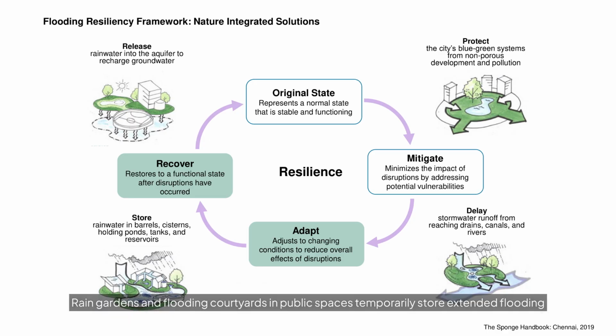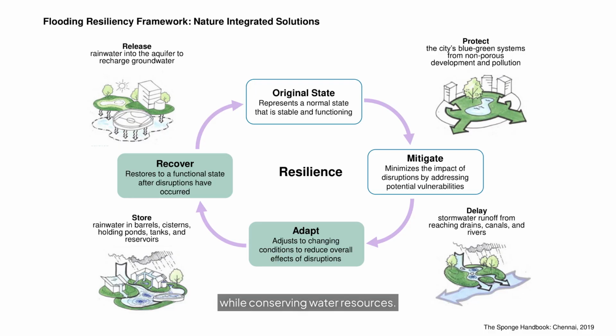Rain gardens and flooding courtyards in public spaces temporarily store extended flooding and recover back to the original conditions once water dissipates. Finally, the last phase of release gradually discharges the collected water into the underground and replenishes groundwater aquifers. This recover phase stores and releases floodwater, greatly enhancing long-term water security. This flood resilience cycle enables the community to become more resilient to floods and return to its original safe and functional condition while conserving water resources.